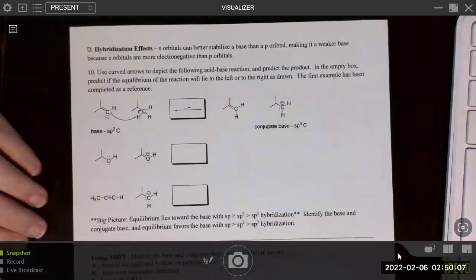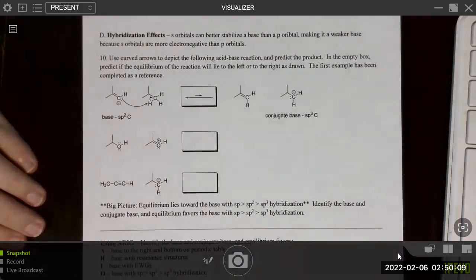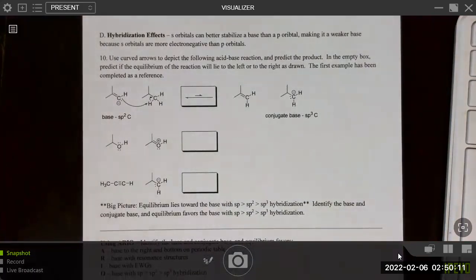Moving on to the next factor, which is hybridization effects. This tells us that s orbitals can better stabilize a base than a p orbital. And that's because it's spherical and the electrons are held closer to the positively charged nucleus.